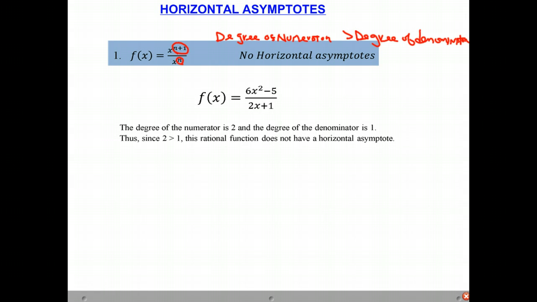So here's an example, and if you notice in this case, the degree of the numerator, which is always the largest exponent in the numerator, is 2. And the degree of the denominator, if you don't see the degree next to x, you should know that it's 1, is 1. Well, since the degree of the numerator is greater than the degree of the denominator, it turns out there are no horizontal asymptotes. And that's exactly what we just said here. Since 2 is greater than 1, this rational function does not have a horizontal asymptote.